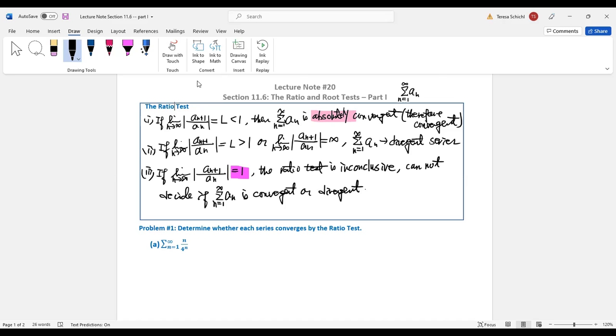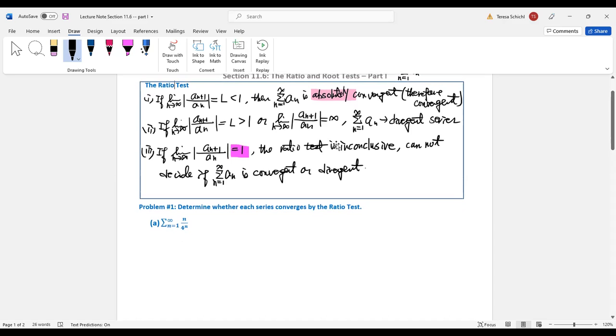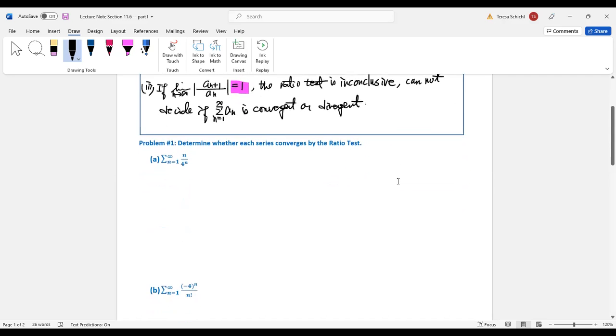Personally, I think the ratio test is very, very handy, especially when you have exponents and factorials; the ratio test provides a very good form for us to do the tests. So let's take a look at some examples. The first one: determine whether this series is convergent or divergent by the ratio test.